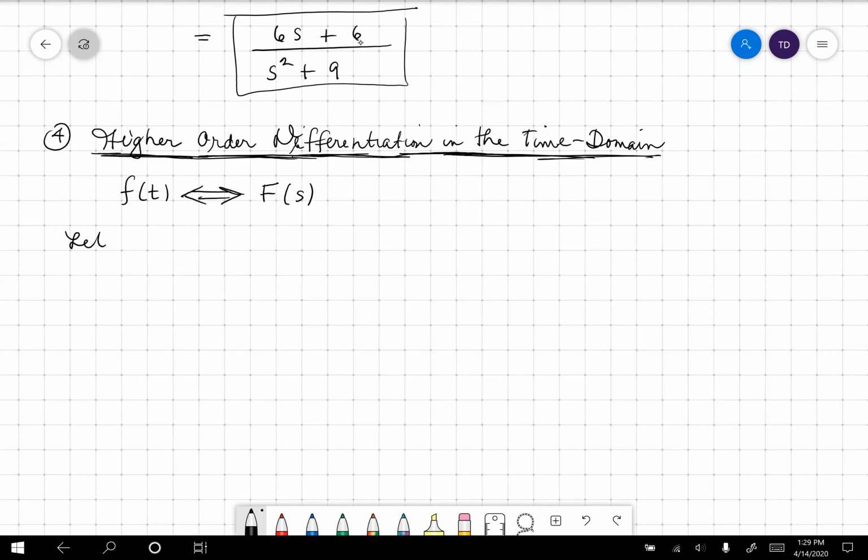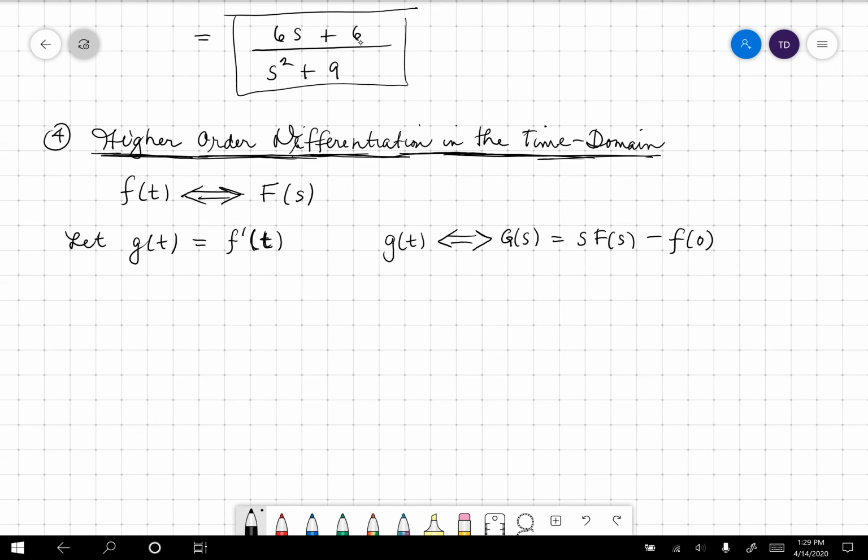Let g of t equal f prime of t. So what do we know? G of t transforms into g of s, but we know g of s is s times f of s minus f at 0. We know that. I hope all of you are looking at this and saying, oh my God, initial conditions. That's what you should be thinking. That's right, initial conditions built into the Laplace transform.